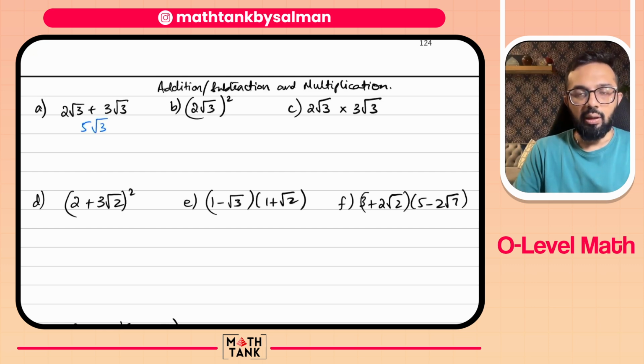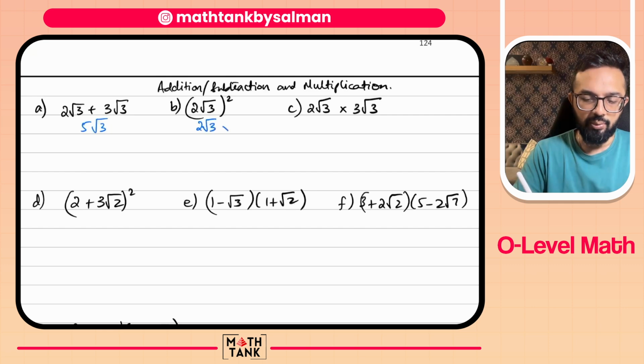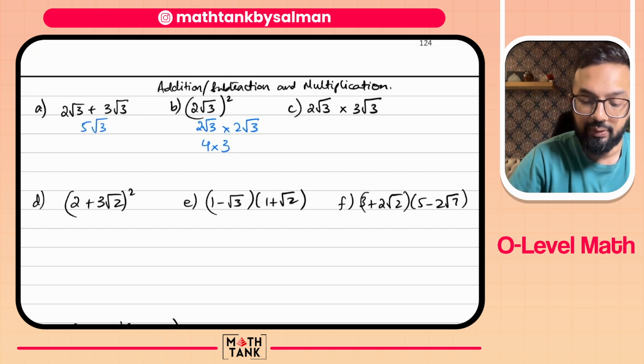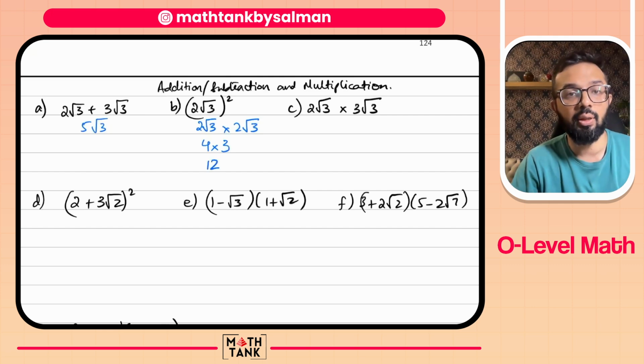Okay. Then with squaring the set, it's basically 2 root 3 into 2 root 3. So remember that the number multiplies with the number and the root multiplies with the root. So 2 into 2 is 4. When root 3 multiplies with root 3, as we studied before, root of a into root of a becomes a. So the root of 3 into root of 3 should become 3. So that makes a total of 4 into 3 is 12.